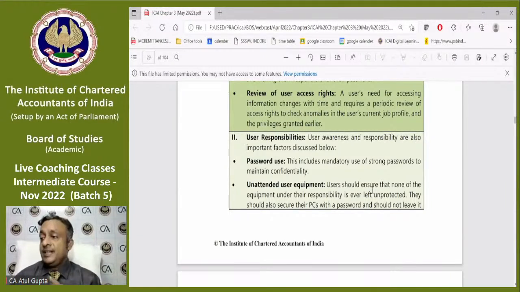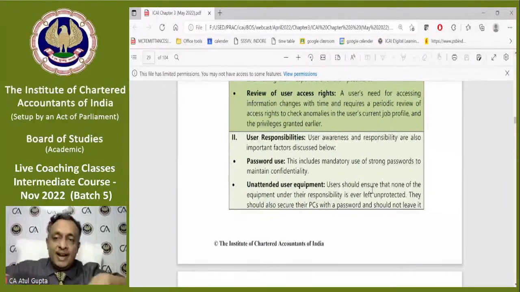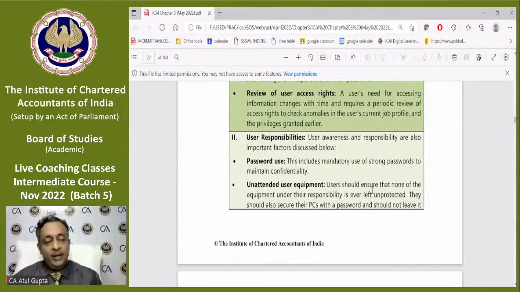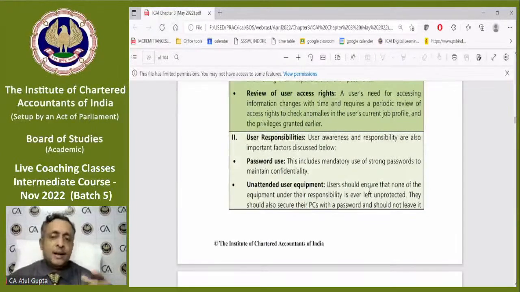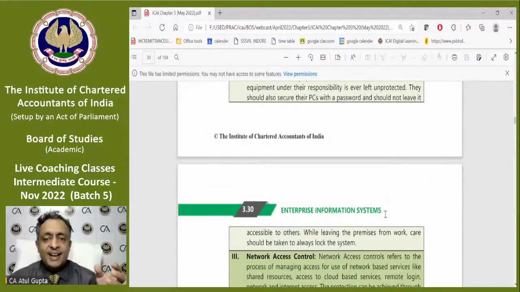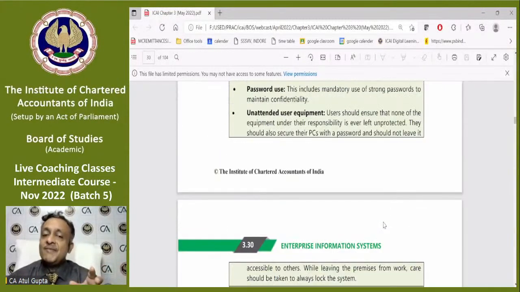Unattended equipment means you must not leave equipment open with your passwords, because if you leave it open, 20 systems are there and 20 users are there, and you may not know. A third party vendor may be coming. There may be a chance of use or misuse. Be very much aware about this. Unattended user equipment.